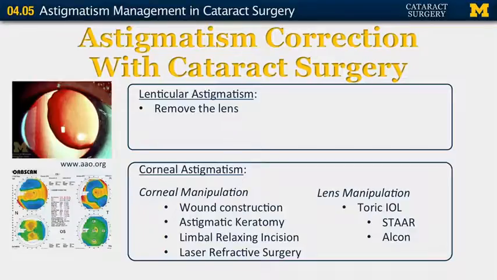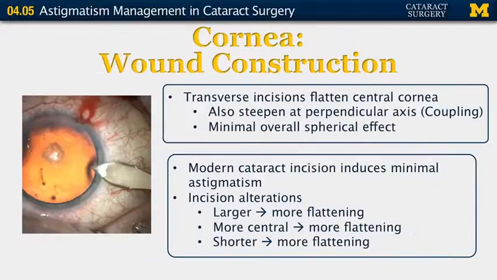And really, the point of this talk is, how do we correct astigmatism with cataract surgery? So the easiest form is when we're talking about lenticular astigmatism, we simply remove the lens, which is what you're doing with cataract surgery anyways. The more complexities occur when we're talking about corneal astigmatism, where there's a number of different potential ways to correct astigmatism, and we'll go into these in greater detail.